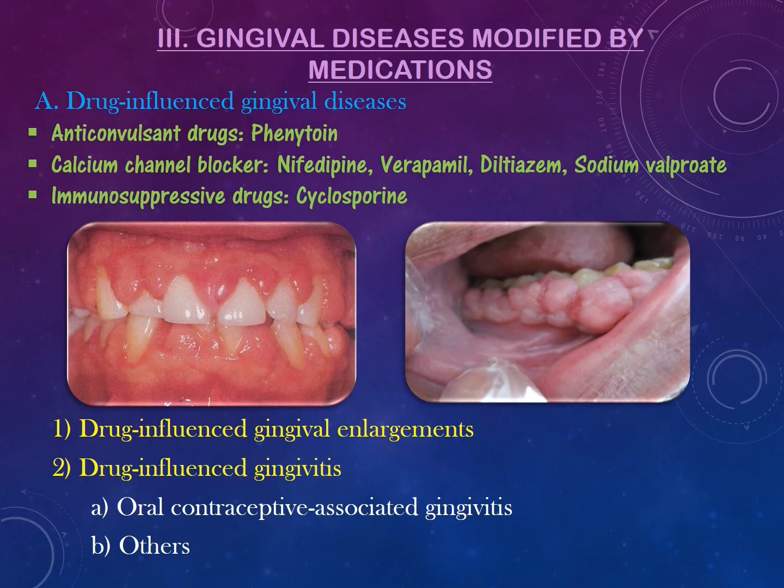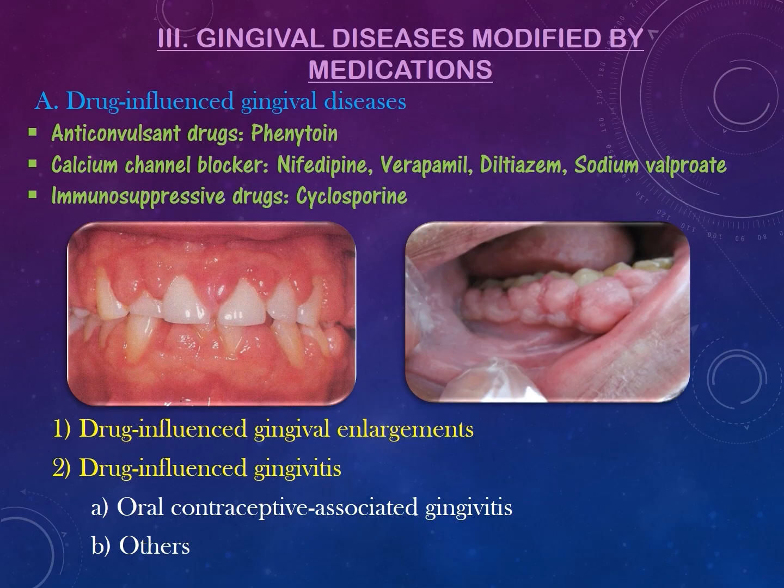The development and the severity of the gingival enlargement are basically patient-specific and are influenced by the plaque accumulation and elevated hormone levels. The incidence of gingival inflammation increases with the use of oral contraceptives, and it can be reversed by discontinuation of the oral contraceptives.